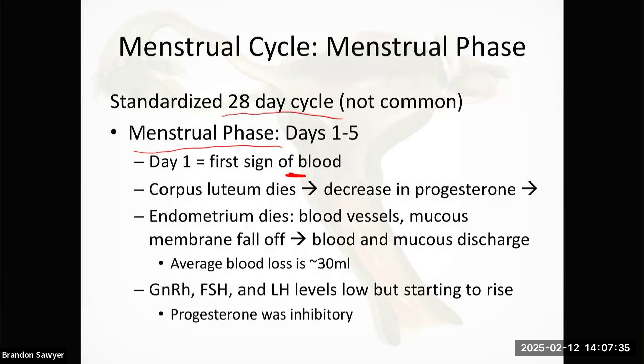Progesterone was what was keeping the endometrium alive before, right? So the endometrium was staying alive because of that progesterone, and now the endometrium's starting to die off because progesterone levels drop. Okay, and so then it's the blood vessels and mucous membrane, all of that falls off. Somewhere around 30 mils of blood loss are typical for menstruation. Okay, GnRH, again, that hypothalamic hormone, FSH, LH, all these levels are low because progesterone was inhibiting those during that phase. Okay, so that's our phase one.